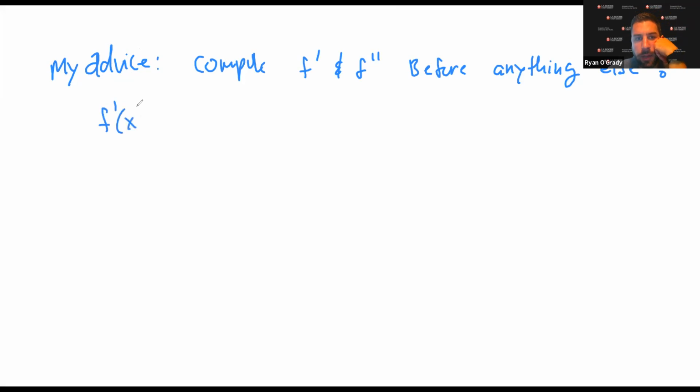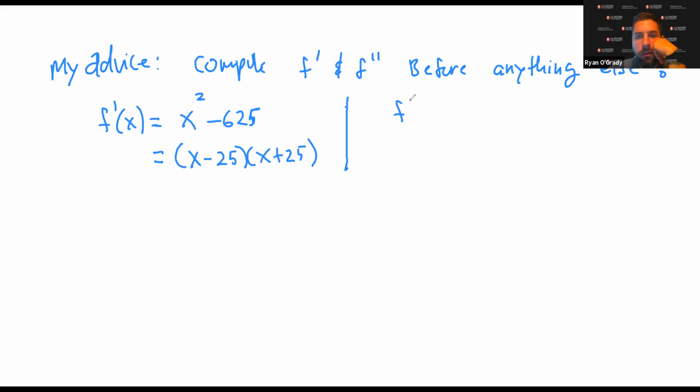So f prime of x is x squared minus 625. And we know that this creature, because I chose it that way, factors quite easily. This is x minus 25 times x plus 25. And then over here, the second derivative is just 2x.